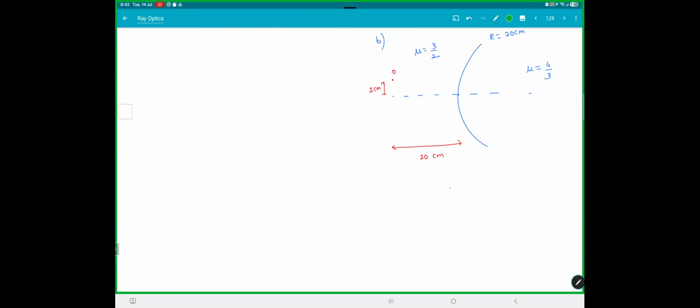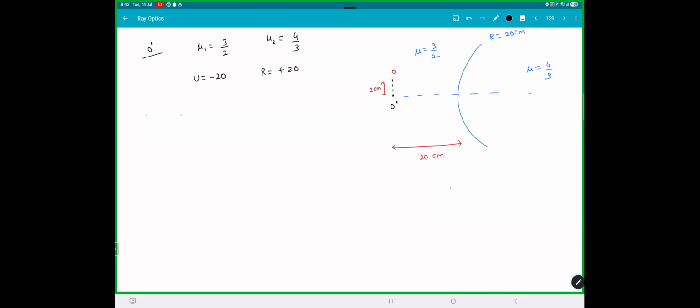So when the object is not on the principal axis, step one, drop a perpendicular. We'll get O dash, a shadow. So let's find the image for O dash. What is mu1? 3 by 2. What is mu2? 4 by 3. The refracted rays. What is u? Minus 20. Light rays are going from left to right. What is radius of curvature?